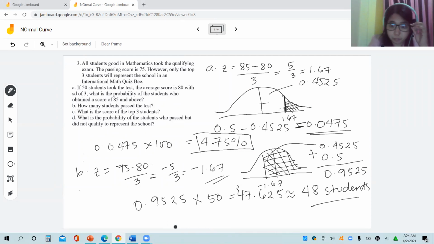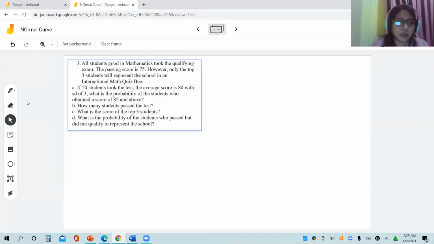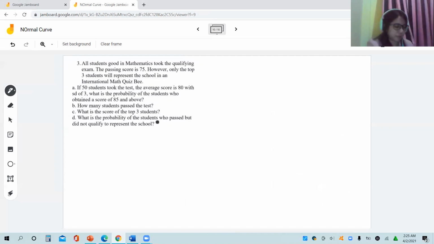Okay. So for letter A, what is the probability? It is 4.75%. And how many students passed the test? There are 48 students. Let us copy this problem in another sheet. Okay, and then let's move to problem C.